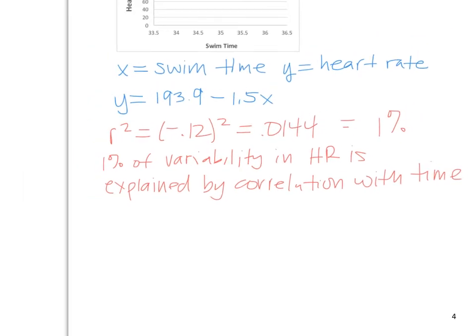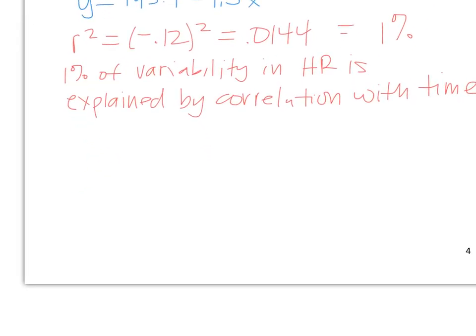Okay, so now we're going to do the hypothesis test for linear correlation. The null hypothesis is always that the true correlation coefficient rho is equal to 0 and there's no linear correlation. And then the alternate is that the true correlation coefficient is not equal to 0 and there is linear correlation.